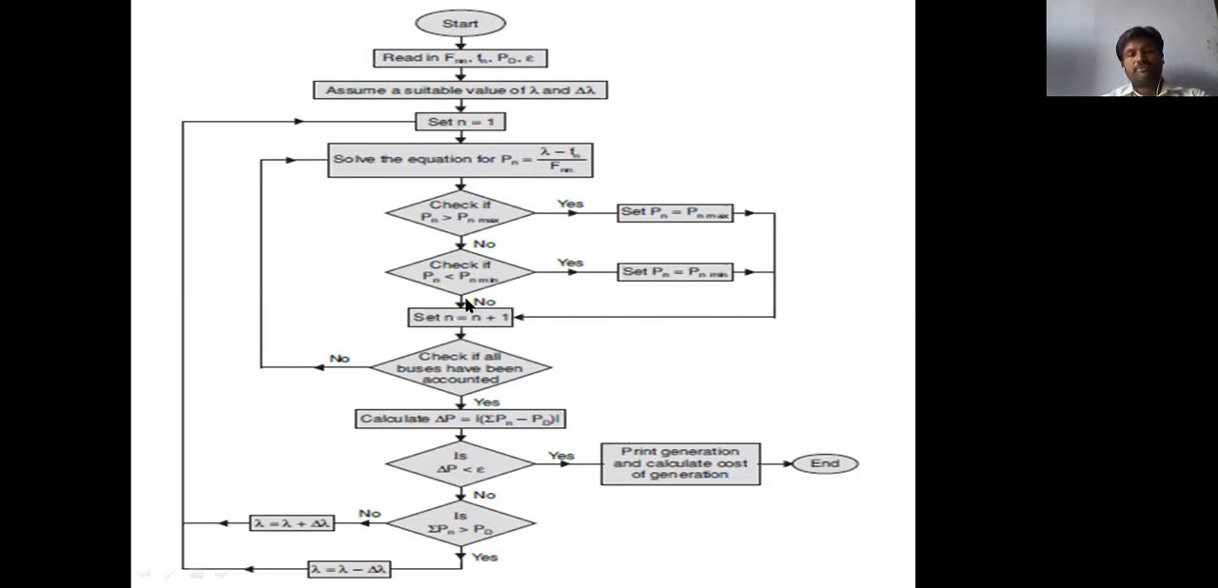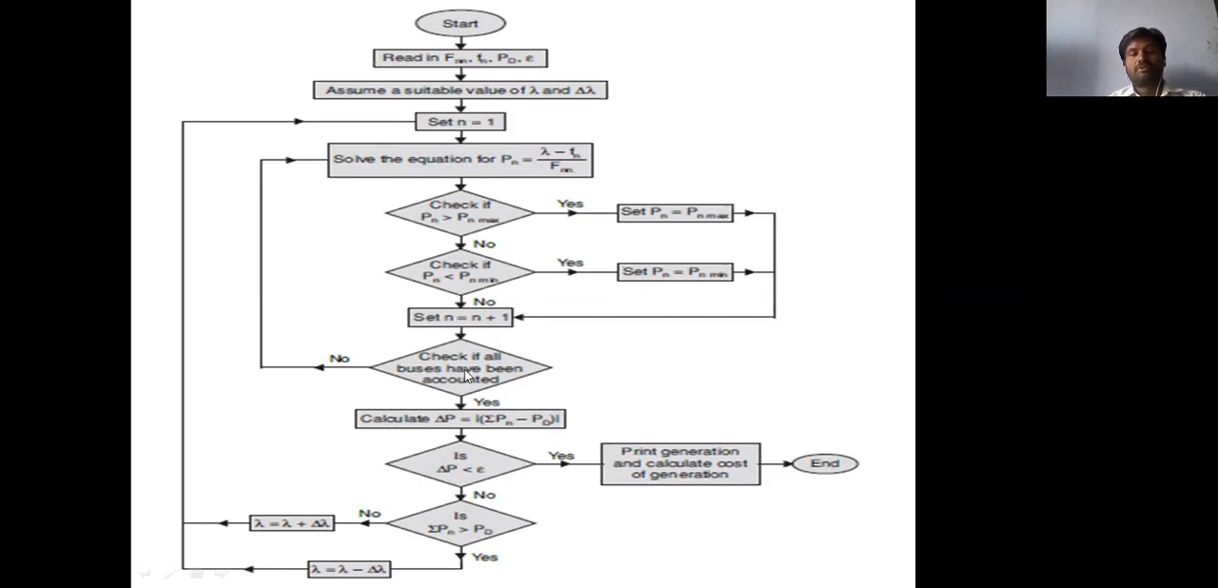If the condition is not satisfied, set n equal to n plus 1. Similarly, n goes from 1 to 2, and you go to the next step: check if all buses have been accounted. If the condition is not satisfied, go back to the step of solving the generation equation, Pn equal to lambda minus Fn by Fnn. If the condition is satisfied, calculate delta P. Delta P means the total power generation minus total load demand, the change in power.